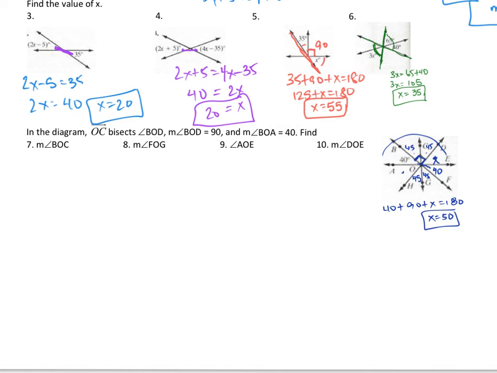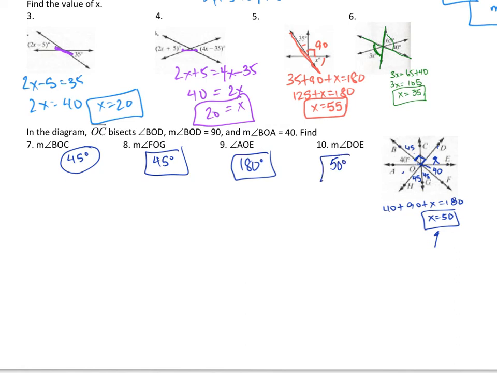So now we can answer the questions. BOC. I'm going to erase this thing, hold on, so that we can see it a little bit better. If I can find the eraser tool. And BOC is right here. We know that that's 45. We had to answer that question by filling out everything. FOG is 45 degrees as well. And then AOE, AOE is 180 degrees. And then DOE, DOE was the x that we had solved for, so that's 50 degrees.